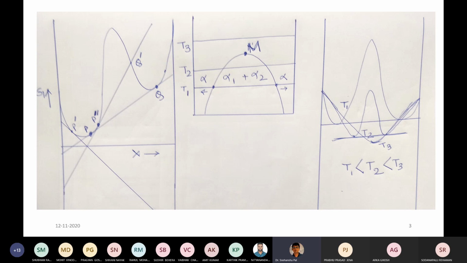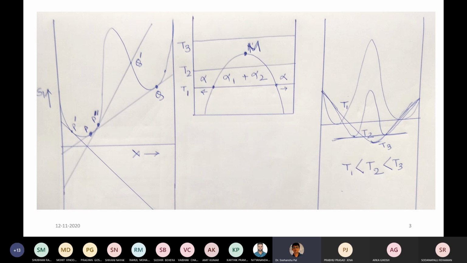And if you go to the left side of P and try to draw a tangent, that is the P dot point, at the P dot point you will see the free energy curve at all compositions is on the upper side of that particular tangent at the P dot point. Not the common tangent, it's the tangent. It means there is no chance of phase separation.